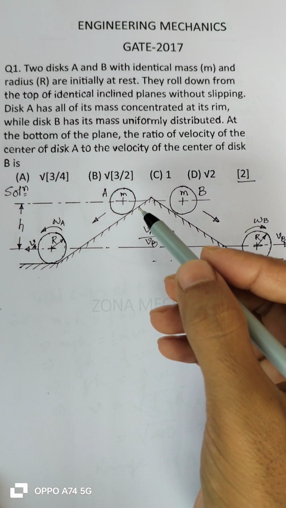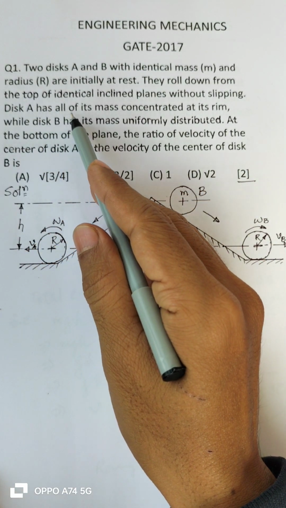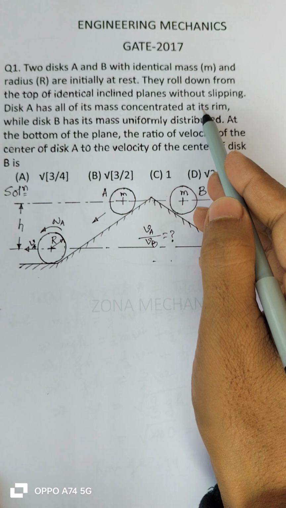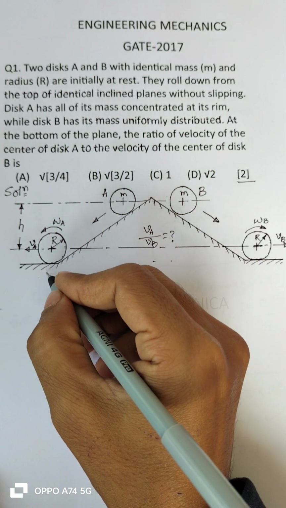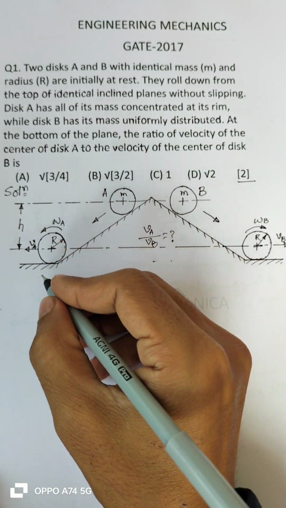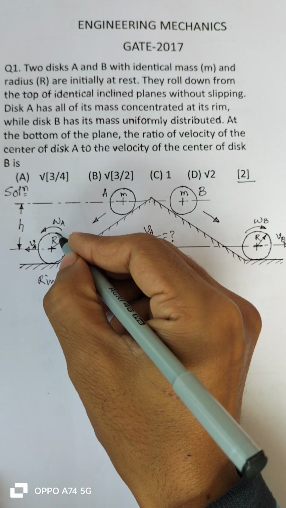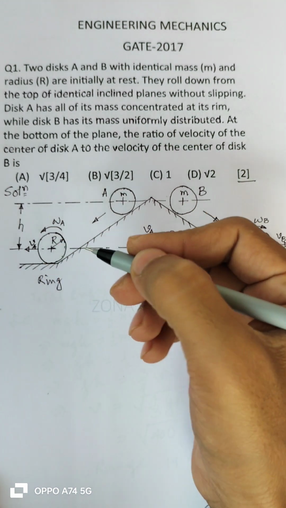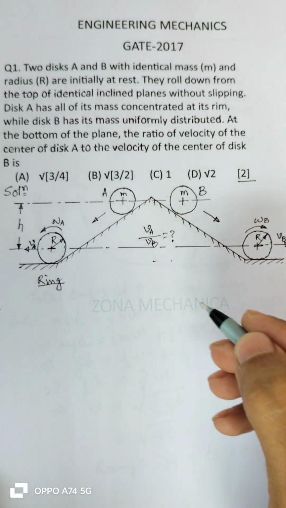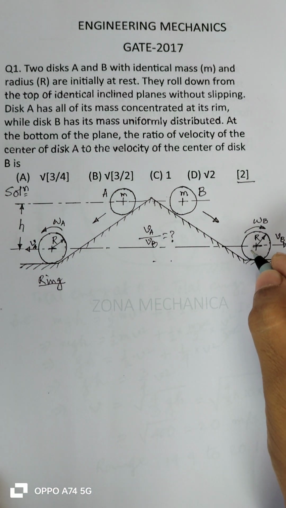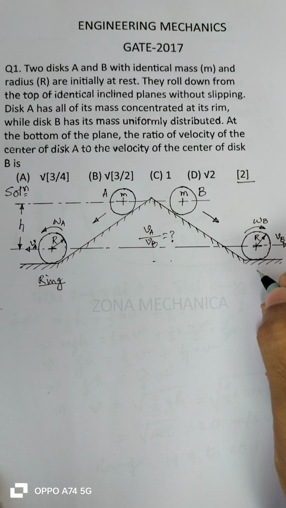See, it is told that the disk A has all of its mass concentrated at its rim. So we can consider this disk as a ring, since the masses are concentrated at the rim. And this one is uniformly distributed, so we can consider normal disk.